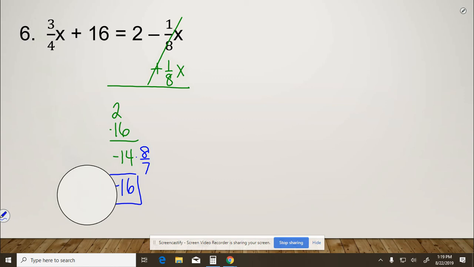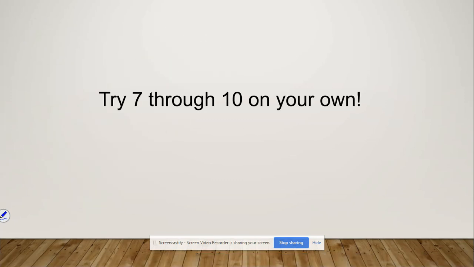All right, so I believe that is all I'm doing with you. You're going to try 7 through 10 on your own. Check in with us. Make sure that you've got them right before moving on to your exit ticket and your homework.